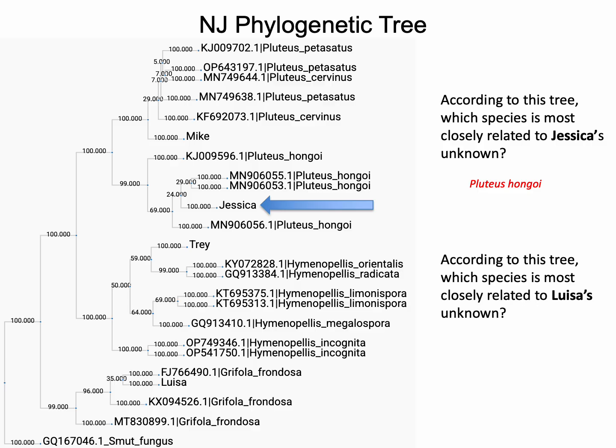How about Louisa's sample? Louisa's sample is down towards the bottom. Go ahead and pause until you know the answer. All right, if you said Grifola frondosa, you would be correct. Same story as Jessica's sample. Everything in that clade with Louisa's sample is the same species, Grifola frondosa, and in fact, Louisa's sample is more closely related to a Grifola frondosa sequence than two other known sequences of the same species are. So we can feel pretty confident that Louisa's sample probably is that species, Grifola frondosa.